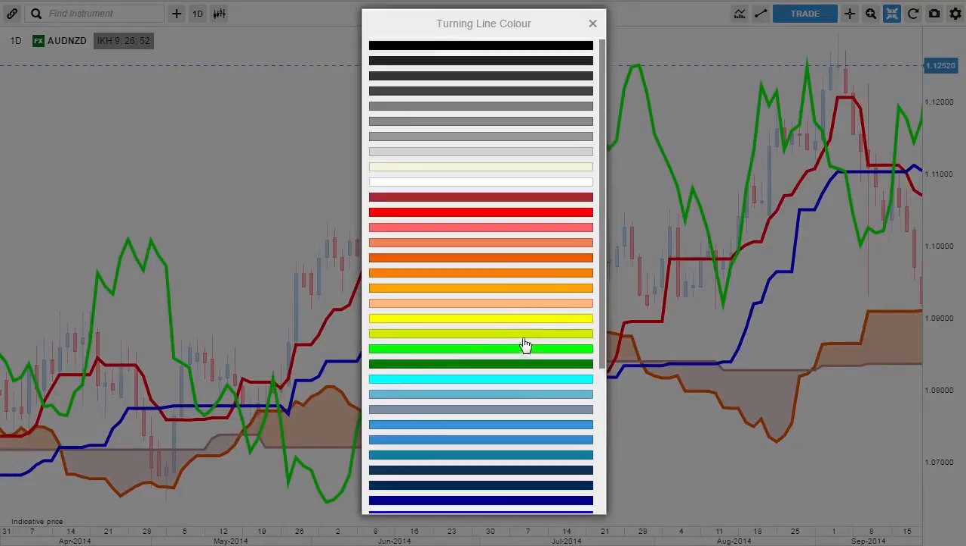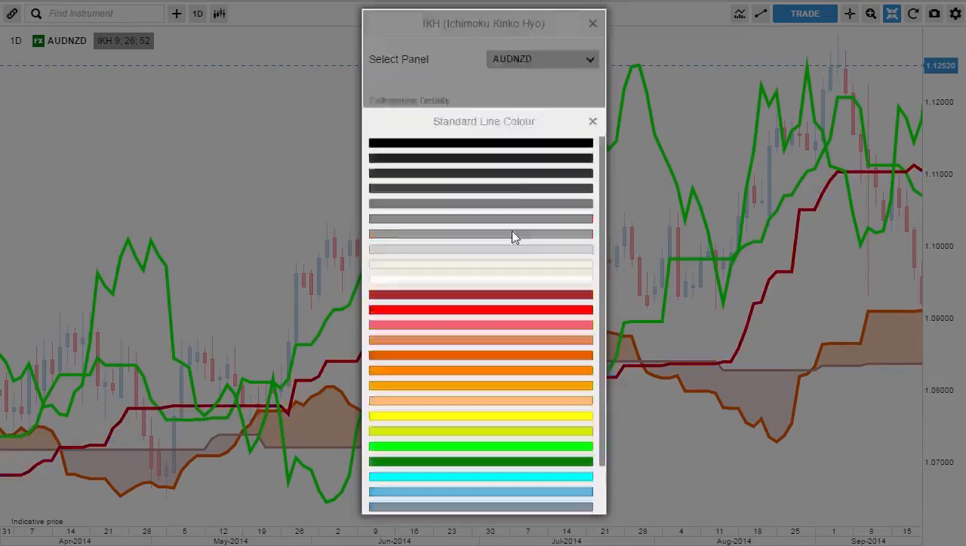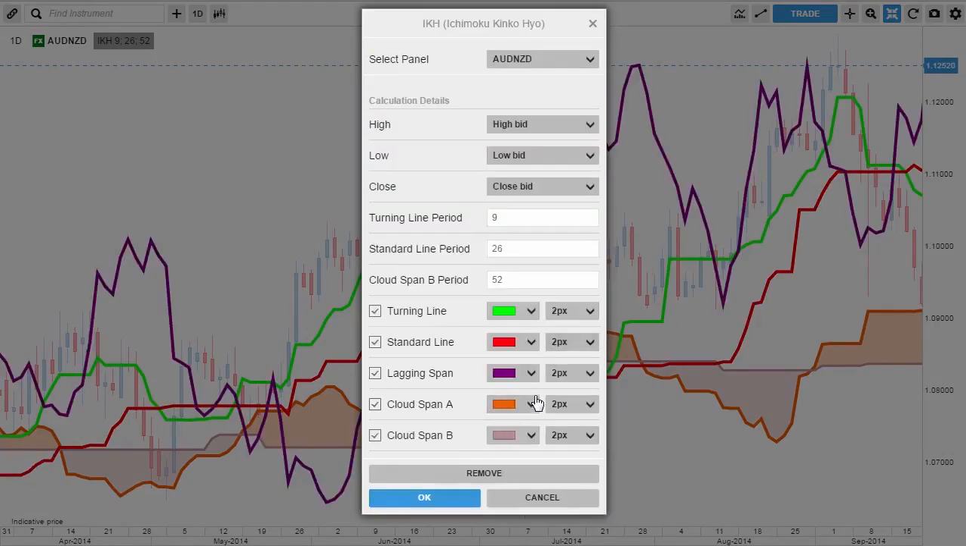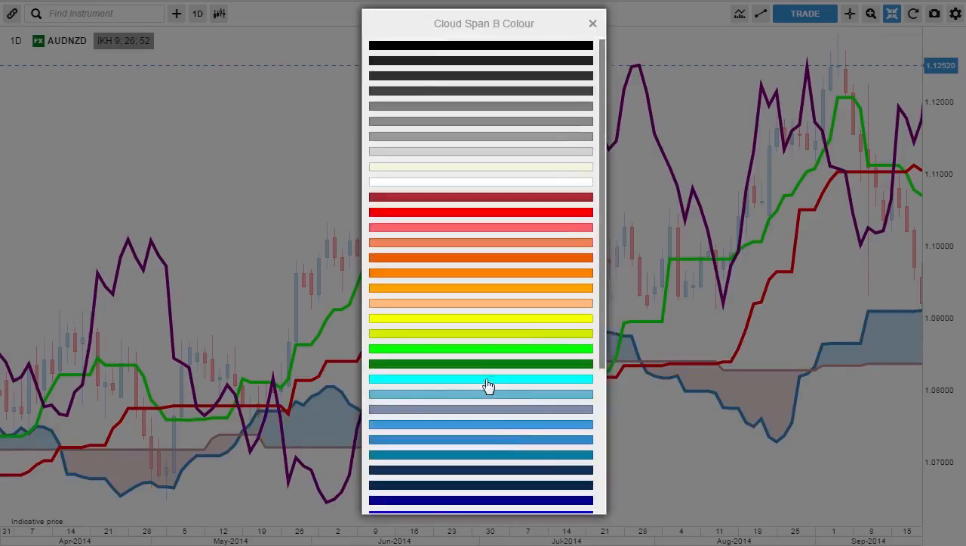I hate the standard colors that they put in there. It's not my favorite, so I apologize for making you sit through this. I've had my Ichimoku colors relatively stable since 04.